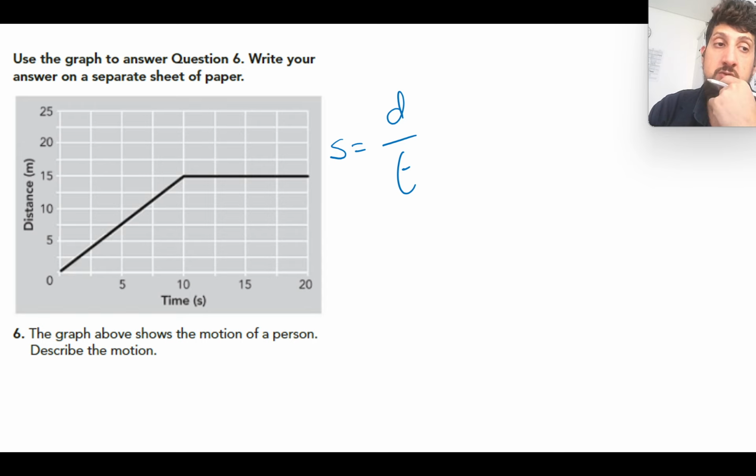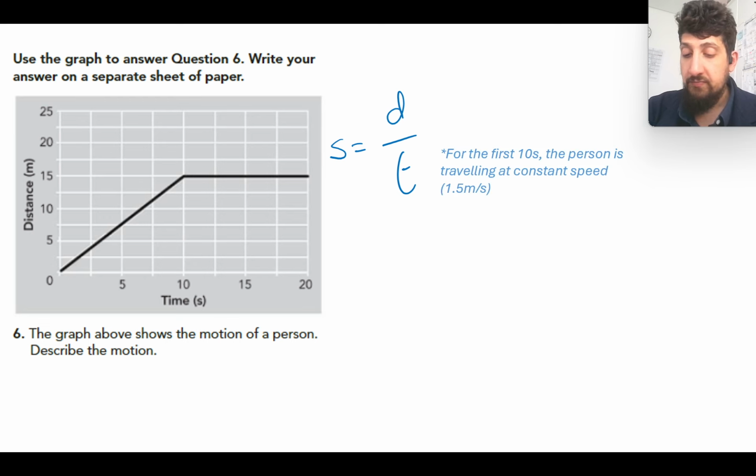Maybe they went to the shop and they traveled at constant speed and then they just stopped. Or maybe they are going to say hello to a friend, and as they are walking, they got to the friend and they just stopped. Many reasons. There's literally infinite scenarios. So for the first 10 seconds, the person is traveling at a constant speed of 1.5 meters per second. Between 10 and 20 seconds, the person is not moving. They just stopped.